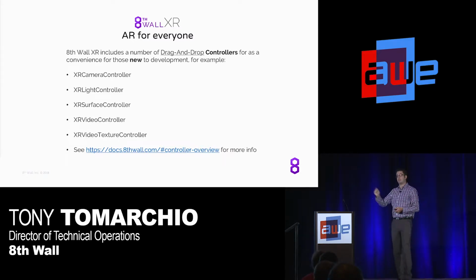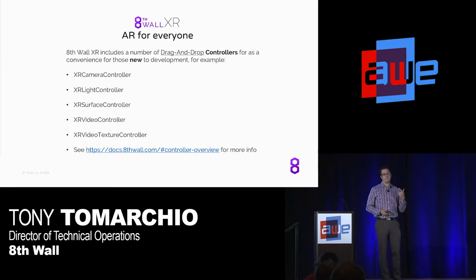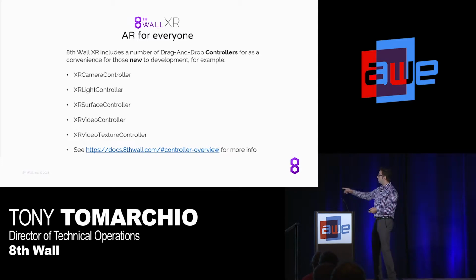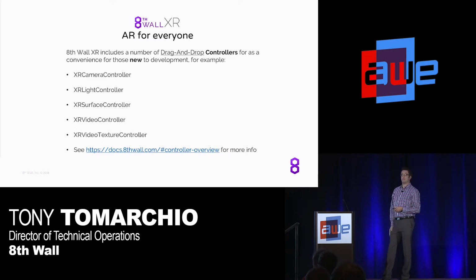You drag these components onto your different game objects. When you build it, you'll have 6DoF tracking, lighting estimation, surface estimation, AR video background. You can do live video textures on game objects and things like that. If you go to the URL here at the bottom of the screen, you can get more information on the different controllers and what they do.